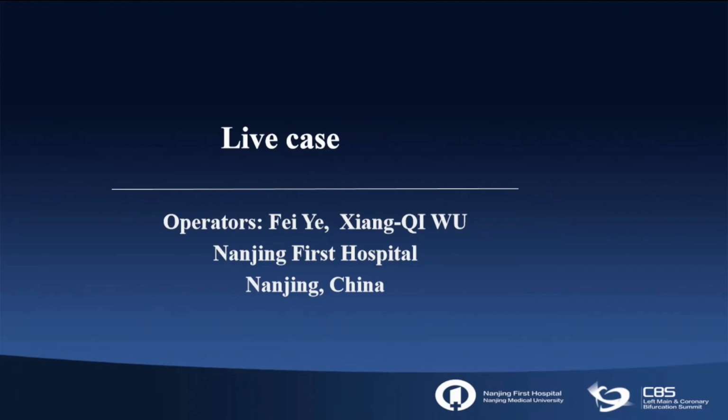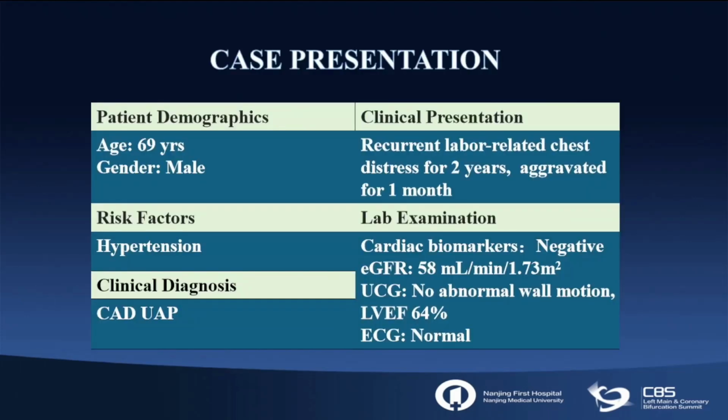Good morning, honorable experts. Here is the patient information. A 69-year-old male with recurrent labor-related chest pain for 2 years, aggravated over 4 months, with hypertension. Lab examination showed normal cardiac biomarkers, ECG and UCG, and low eGFR. We diagnosed the patient with CAG and UAG.